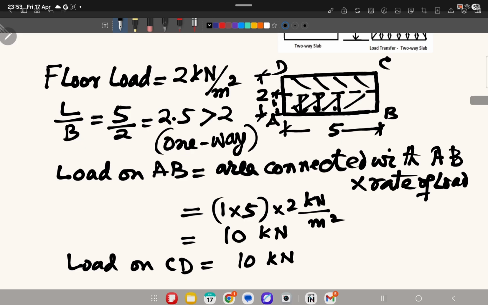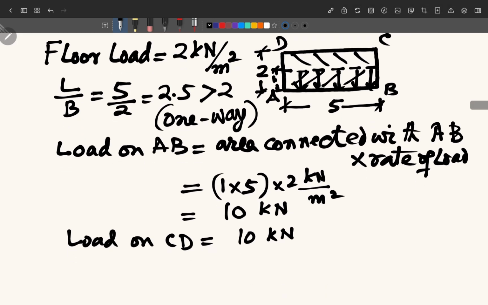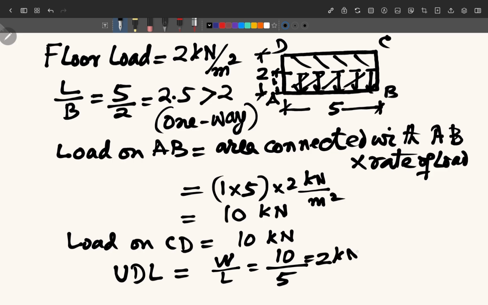Now whether this load will be uniformly distributed, it is very clear that the load will be uniformly distributed. If you see, it will be uniformly spread on this beam. So what will be the intensity of this UDL? We can calculate it as total load divided by the length. Total load is 10 and the length is 5. So this is equal to 2 kilonewton per meter. So this is very simple to calculate the load transferring to the supporting beams in case of one-way slab.